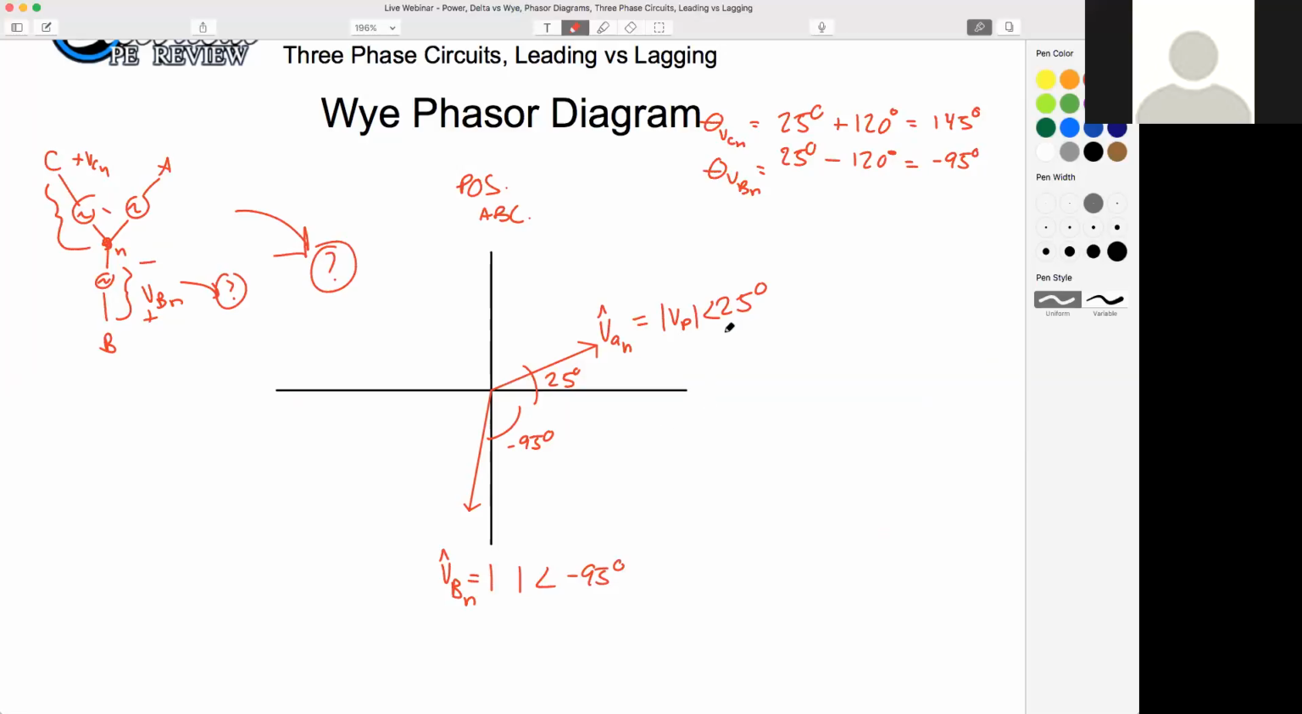Does anyone know? VAN, VBN equals VAN. Boom. Okay, so Jonathan and Omar pretty much got what I was looking for. It's whatever our phase voltage magnitude is, right?